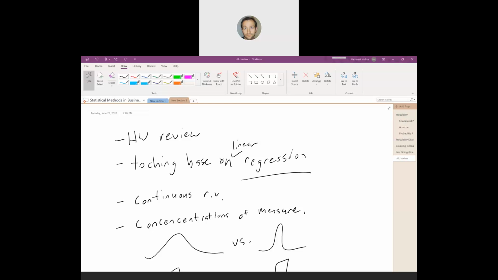Independence between events, random variables, also aka probability distributions. That will include expectation. That will include variance. And linear regression that can be done on paper.